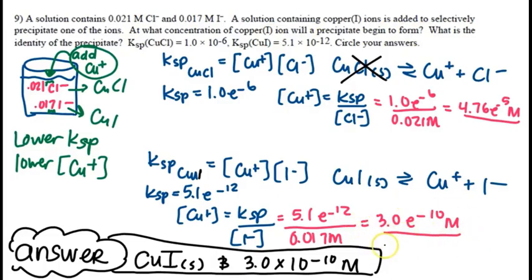Next, it says, what is the identity of the precipitate? The identity of the precipitate is going to be CuI, or copper 1 iodide, which is CuI solid, and 3.0 times 10 to the negative 10 molar to answer both of our questions there. And I've boxed and circled them here, so it's easier for you to call them out. Let's move on to question number 10.